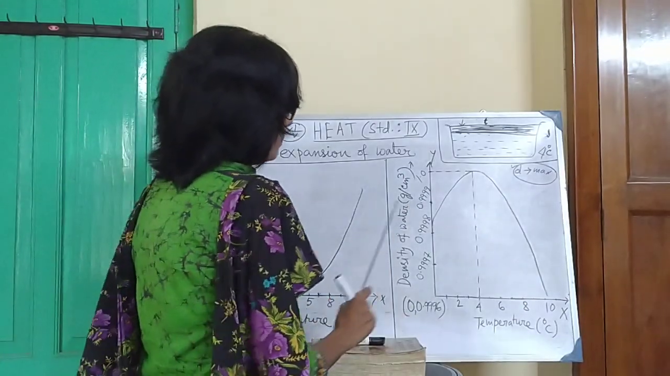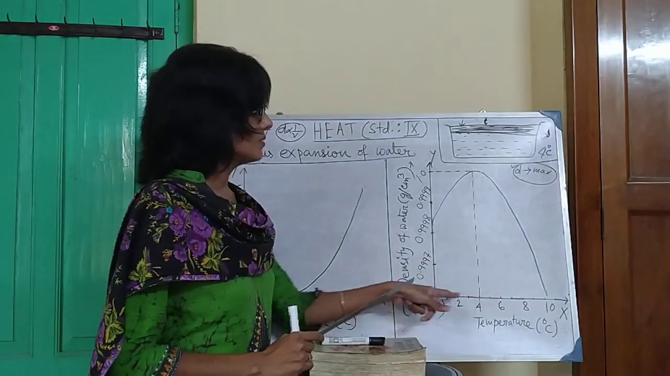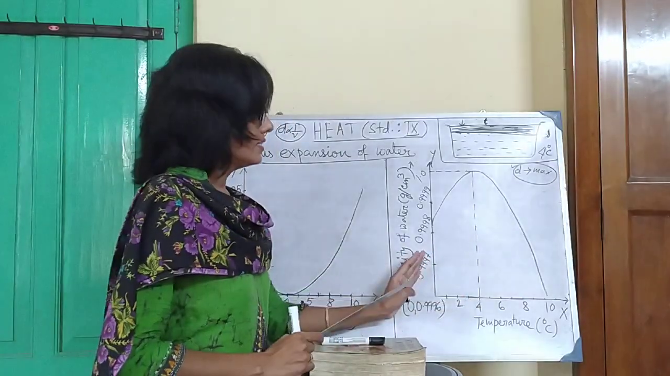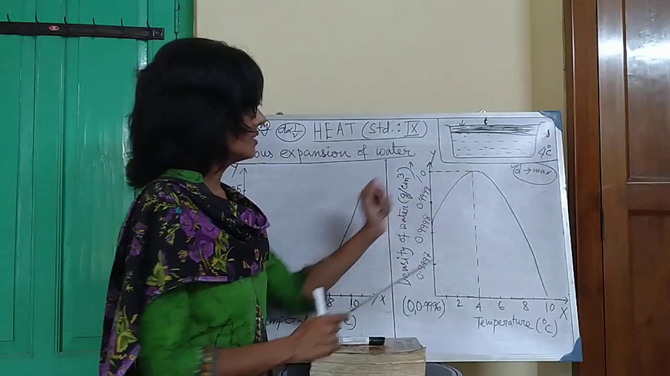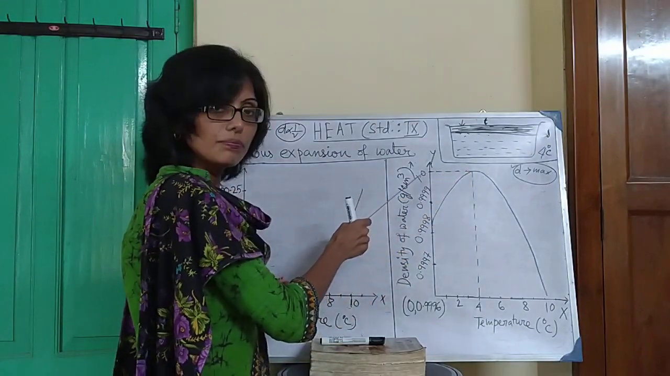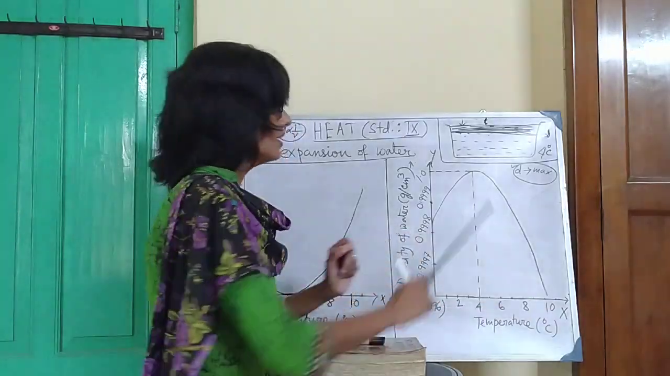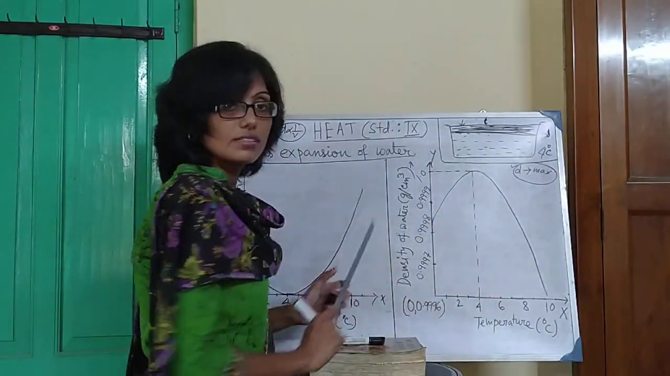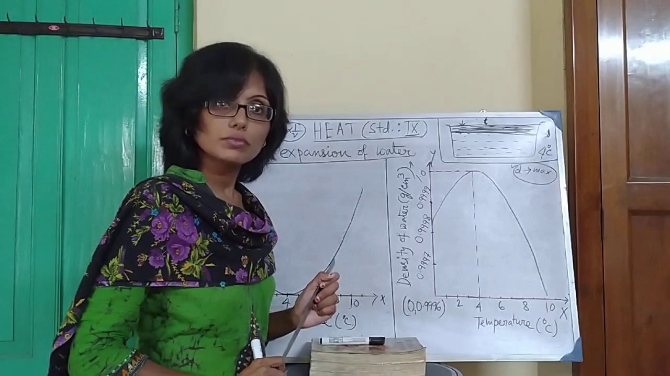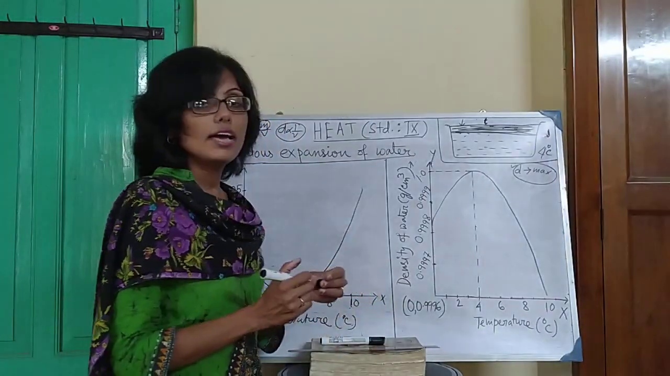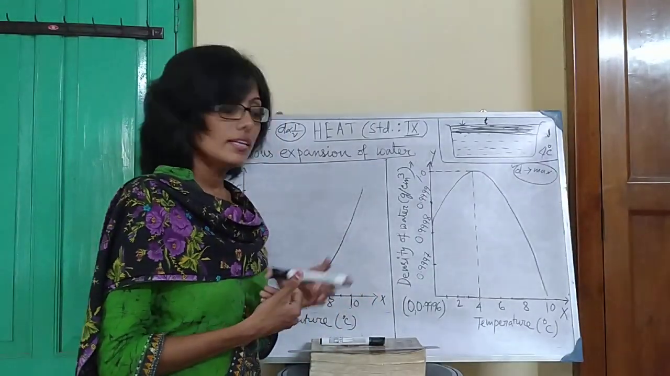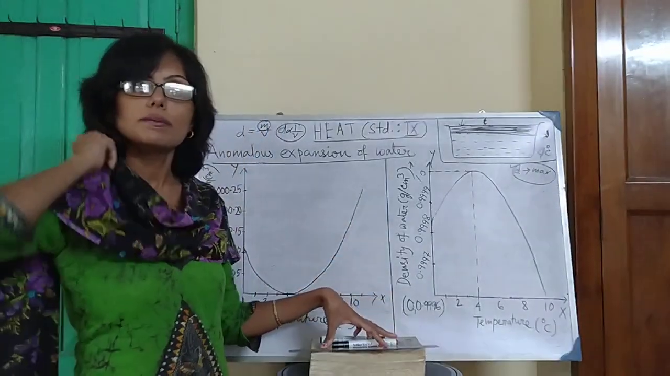This is the density temperature graph. Increase the temperature from 0 degree to 4 degree centigrade, density is increased. At 4 degree centigrade, density is maximum. If we again increase the temperature beyond 4 degree centigrade, density is in decreasing order. This nature is known as anomalous expansion of water. The theory part of the chapter heat is completed.